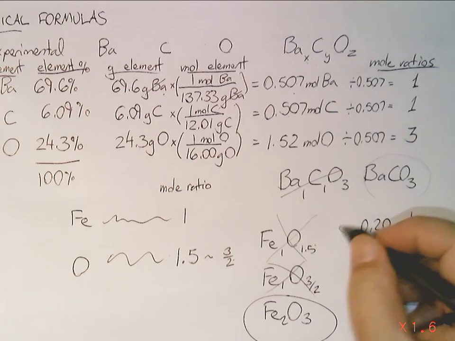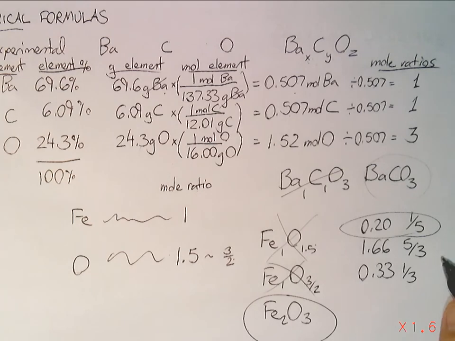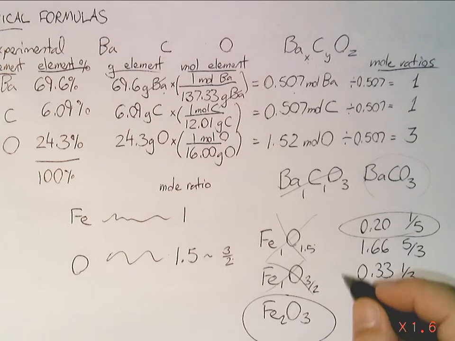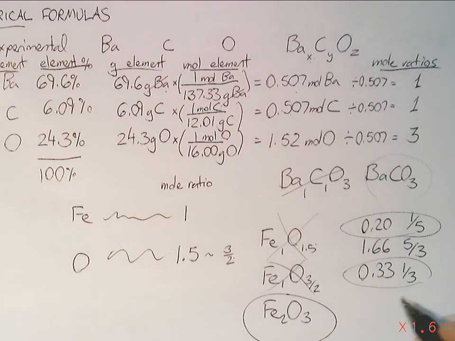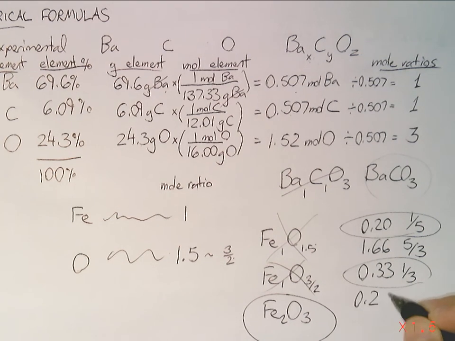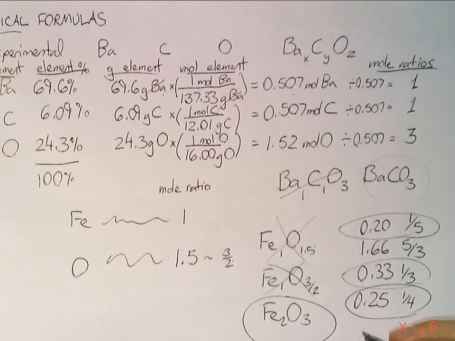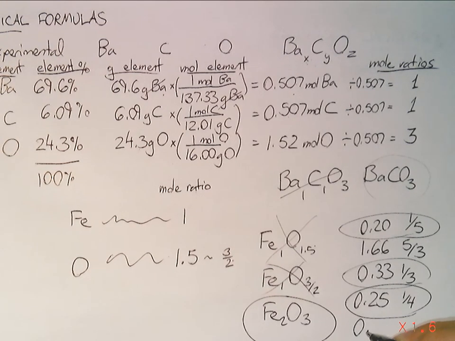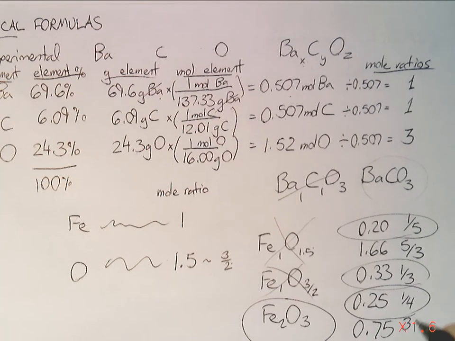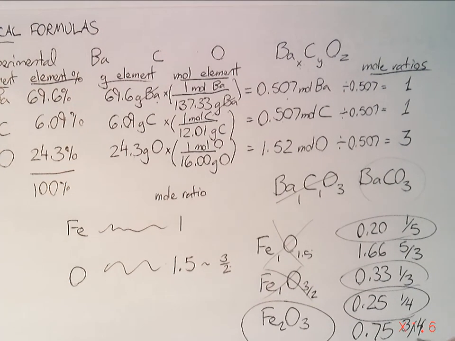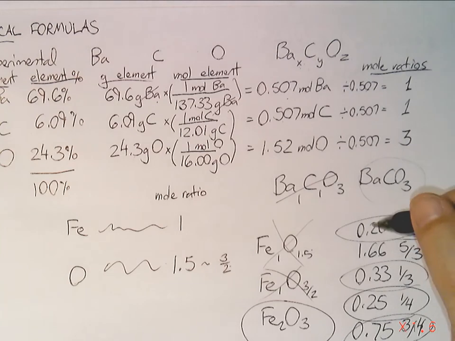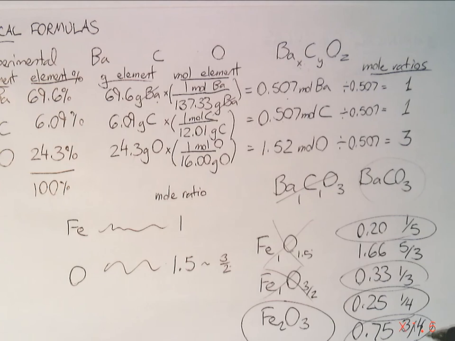So you should know that 0.20 is a fifth. You should know that 0.33 is a third. What else? 0.25 is what? A quarter. 0.75 is 3/4, right? So you should know how to take numbers that come in the last column that aren't integers and turn them into a fraction so that you can do this with them.